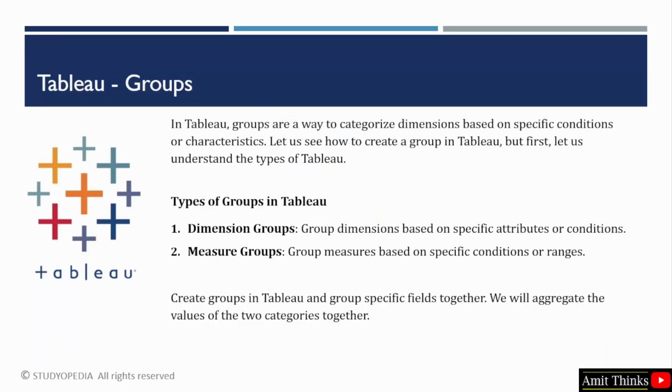Groups are a way to categorize dimensions based on specific criteria or conditions. There are two types of groups based on dimensions and measures. The dimension groups include grouping dimensions based on specific values or ranges, and the measure groups include grouping measures based on specific values or ranges. With that, we can also combine groups together. So we will see an example to create groups in Tableau and group specific fields.